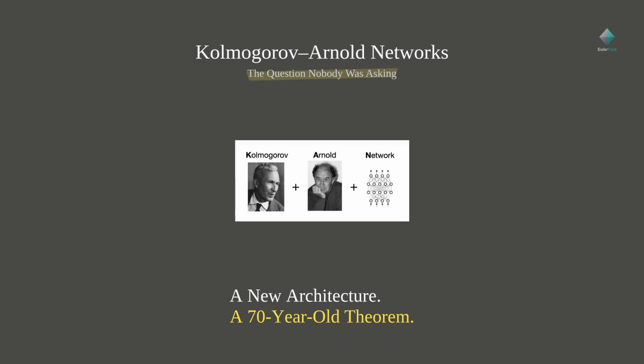They're just the default. But in April 2024, a team from MIT published a paper asking, what if we've been doing this wrong the whole time? What if there's a better building block, one that's not just more accurate, but one you can actually look inside and understand? That paper is called KAN, Kolmogorov-Arnold Networks. And today we're going to break down exactly what it does, why it matters, and honestly, where it falls short too.